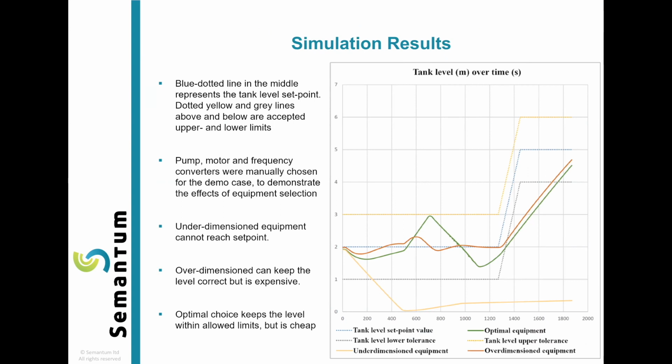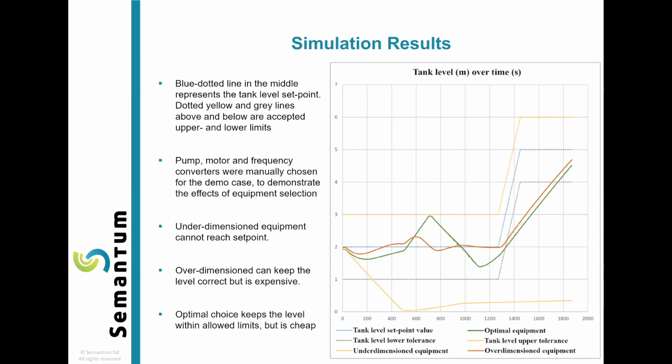So for the pump, motor, and frequency converter, there wasn't any fancy algorithm choosing them. We chose them manually. We chose specifically equipment that was underdimensioned, we chose specifically overdimensioned equipment, and we chose specifically optimal equipment to see that the co-simulation and the models actually reflect our internal knowledge of the system. So that's a proof of concept of the dynamic model and the co-simulation approach.